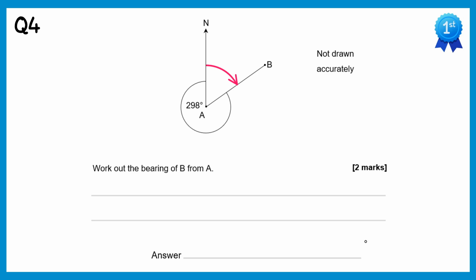Now these two angles are around a point, so we know they add up to 360 degrees. So if we do 360, take away 298, we find our missing angle at 62 degrees. Now when you give a bearing as an answer, it should always be 3 figures, but 62 is clearly 2 figures. So we need to put a 0 in front of it, so it's 062.